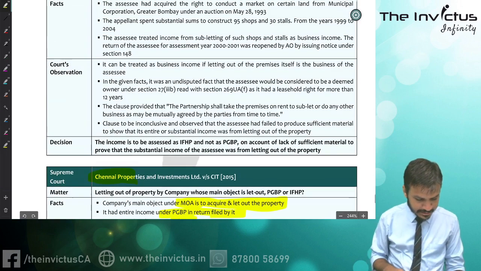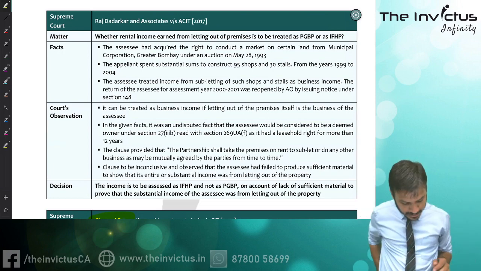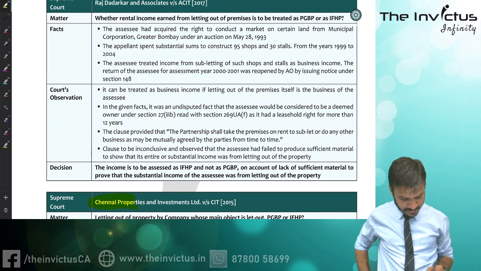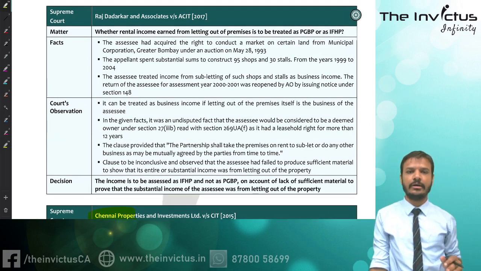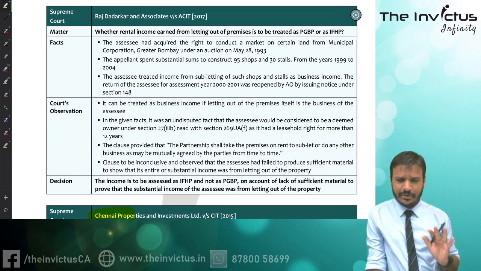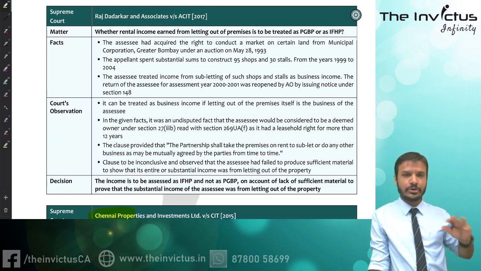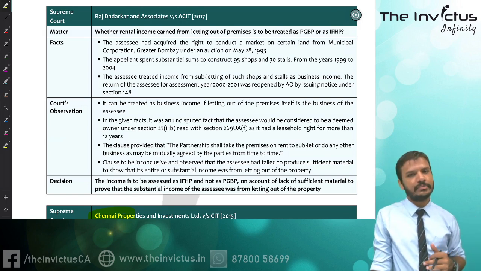One more case is there, Raj Dadarkar and Associates versus CIT. Now in this case, here is the reverse scenario. Let's discuss this case law once again, a little bit different. Whether rental income earned from letting out of premises is to be treated as PGBP or IFHP. The question is the same in all of the three cases, but the facts are different. In the two cases that we have discussed, we have proved that the income is under PGBP.